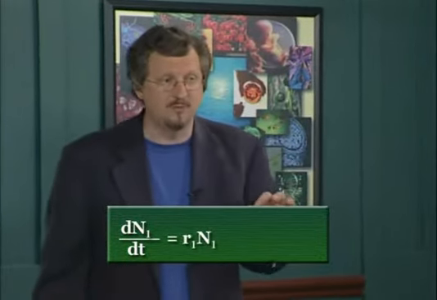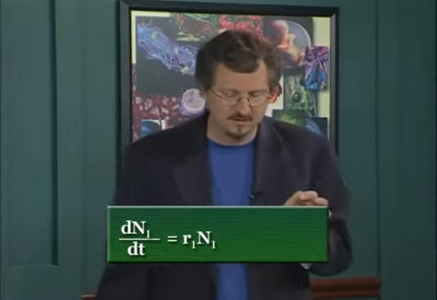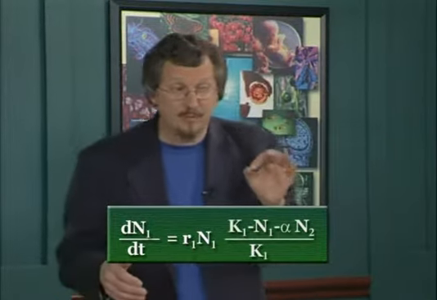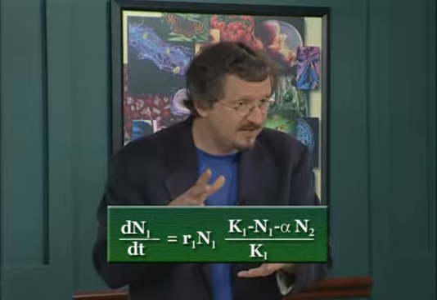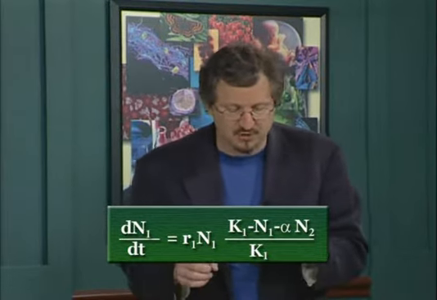Now, the Lotka-Volterra equation, if we're interested in the growth of a species that's in competition with another species, we'd write the equation as dN1/dt = r1 N1 times (K1 minus N1 minus alpha, that's the competition coefficient, times N2) over K1.